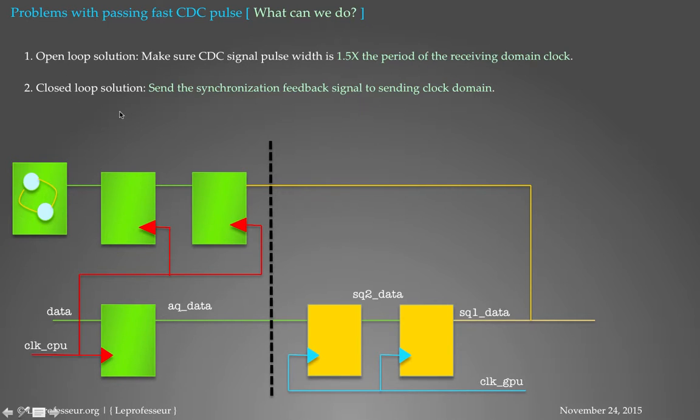Now, the closed loop solution has the advantage that it will never fail. However, it will be slower, and there is also the added logic, simply because you're getting a feedback signal and then writing some extra logic. But nevertheless, it is the safest way. The closed loop solution is the safest way to make sure that your signal is being properly captured in the receiving clock domain.